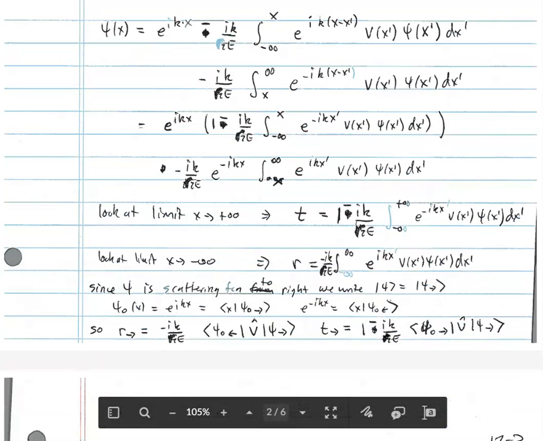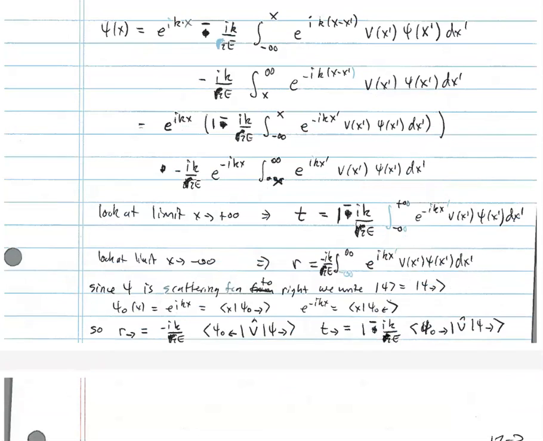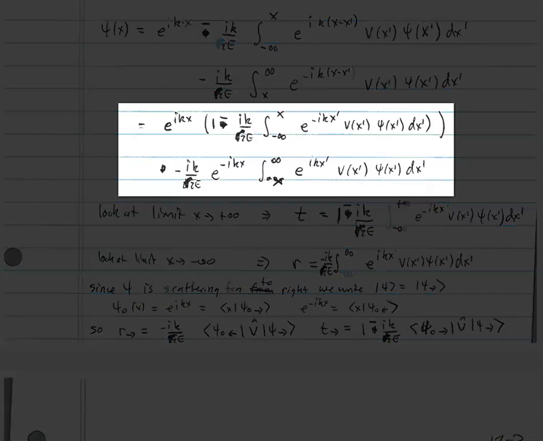Okay, what we can now do is write e to the i kx and factor that out of the integral. Then we'll have e to the i kx times 1 minus ik over 2E, integral from minus infinity to x of e to the minus i kx prime V of x prime psi of x prime dx prime, and then minus ik over 2E, e to the minus i kx, integral from x to infinity of e to the i kx prime V of x prime psi of x prime dx prime.